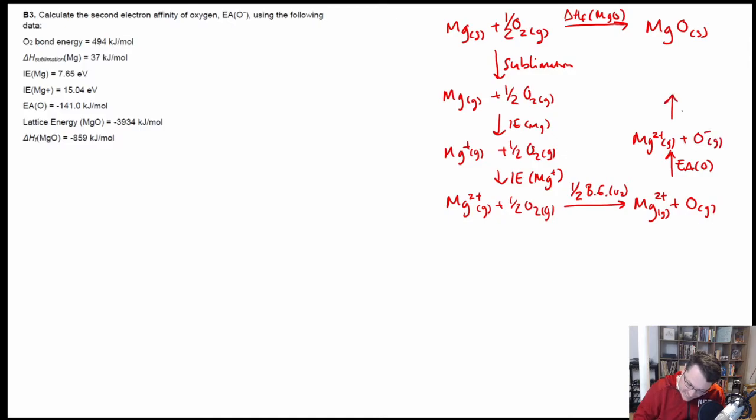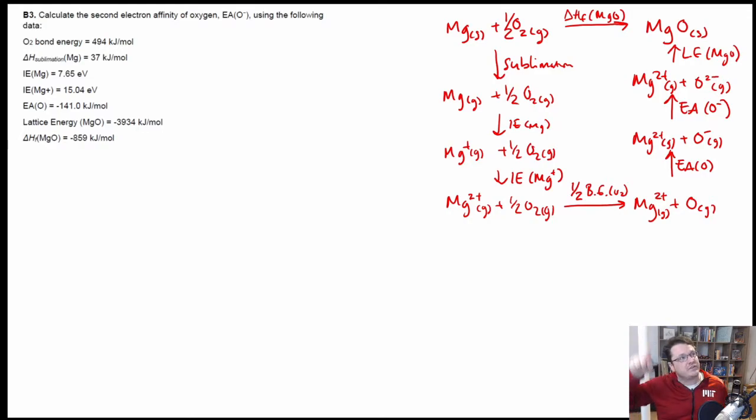Then we have the second electron affinity, so this is now for the O minus ion. That gives magnesium 2 plus gas plus oxide, O2 minus gas. And the final thing is the lattice energy of magnesium oxide. Those are the different steps that we're going through, the same thing as before in these cases. Now we set up our equation the same way that we have before.